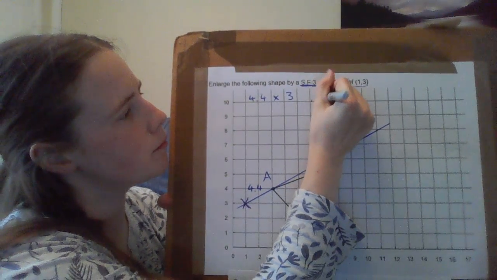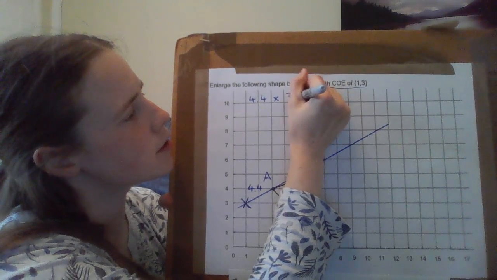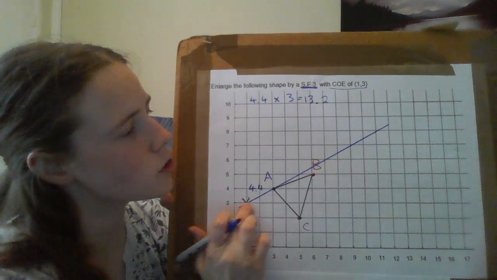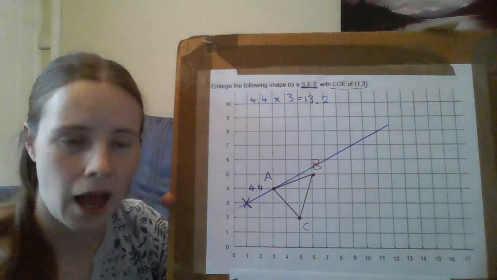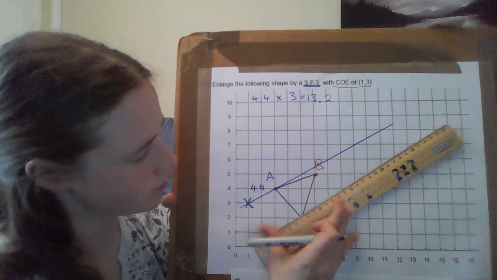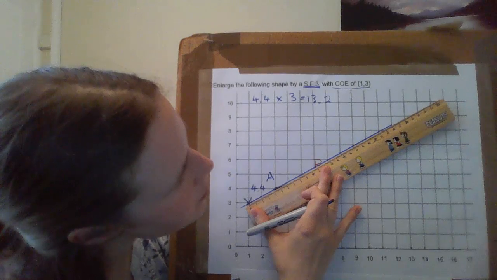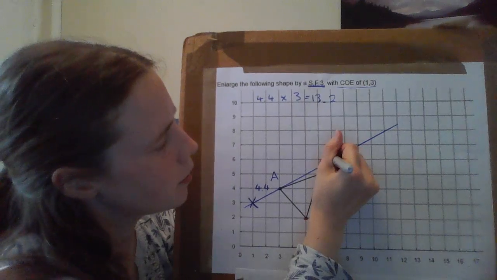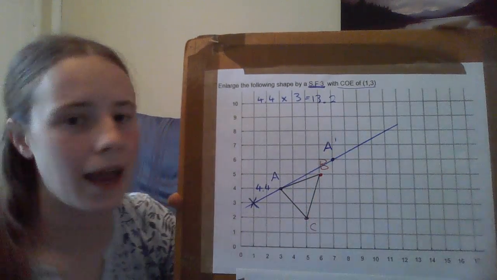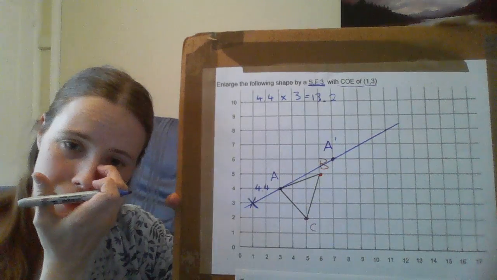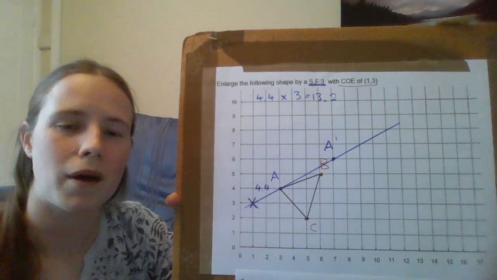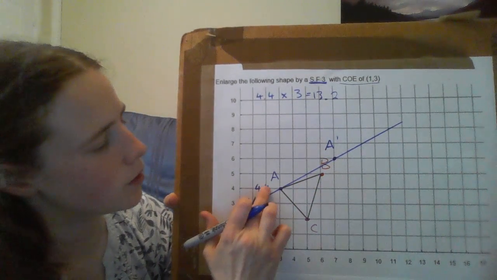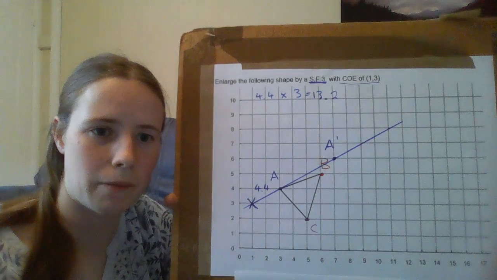So that becomes 13.3. So what I need to do is go from here 13.2 centimetres along this line, and that's where A is going to end up. So 13.2 along that line gets me to here. That's my A dash. Okay, I could do the same method now to find out where B ends up and where C ends up. But you have to be really careful if you do this method to be accurate with your numbers, because you will have decimals coming in.